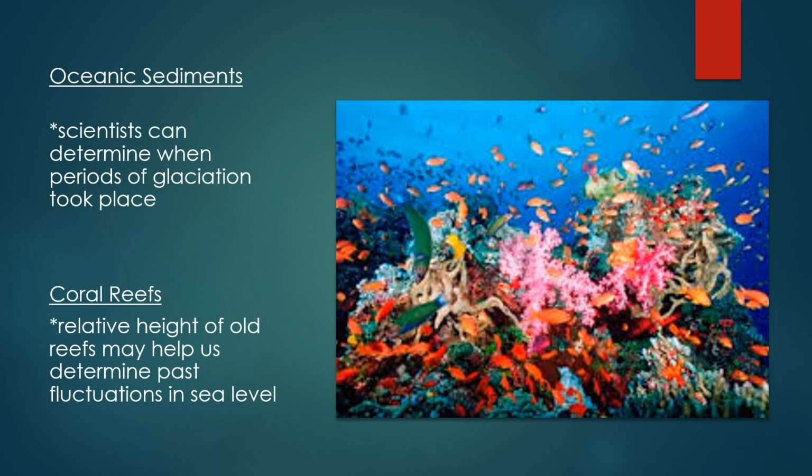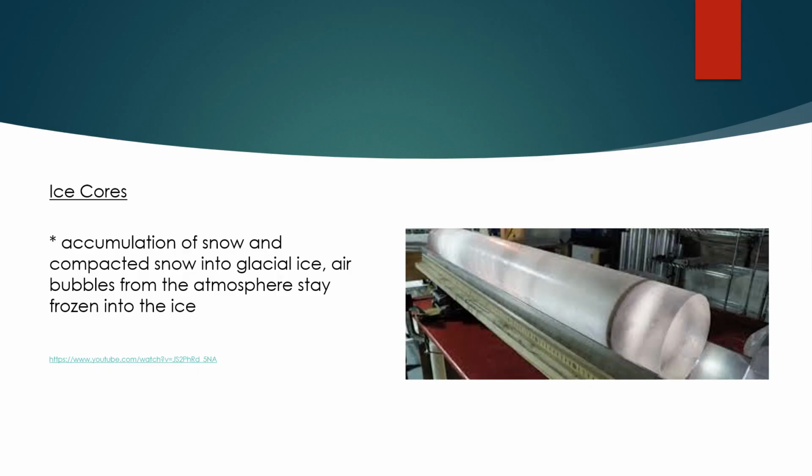That means that there's more water in the ocean. That means that there's less ice, right? Because we're not losing or gaining water. It's either held as ice or in the ocean. So coral reefs develop in shallow ocean water, and the relative height of these old reefs can help us determine past fluctuations in sea level.